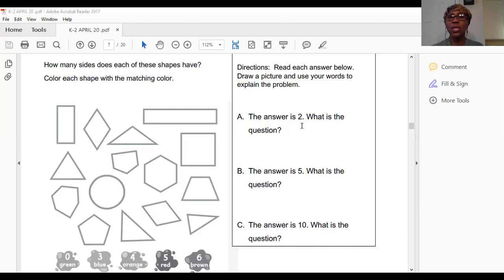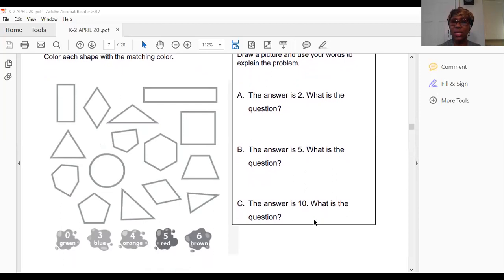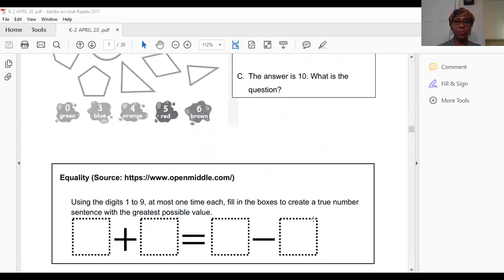The answer is 2. So I would write that out and I would draw a picture of Mario and his brother eating cake. Simple, isn't it? Yes, it is. And you do the same with B and C. B wants, the answer is 5, and C, the answer is 10. But let's move on down here.